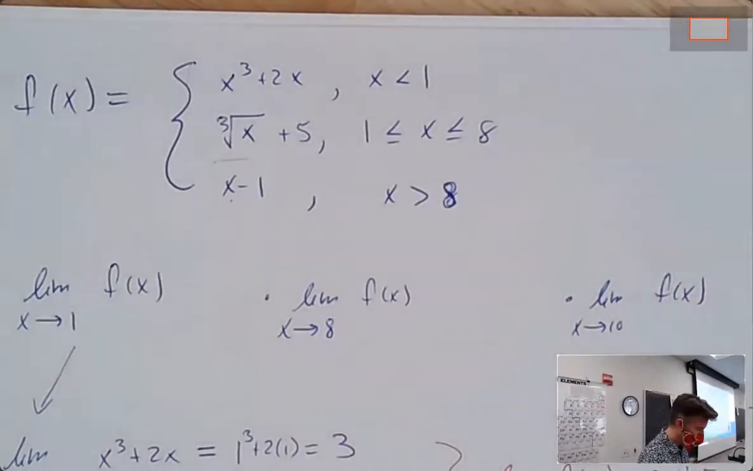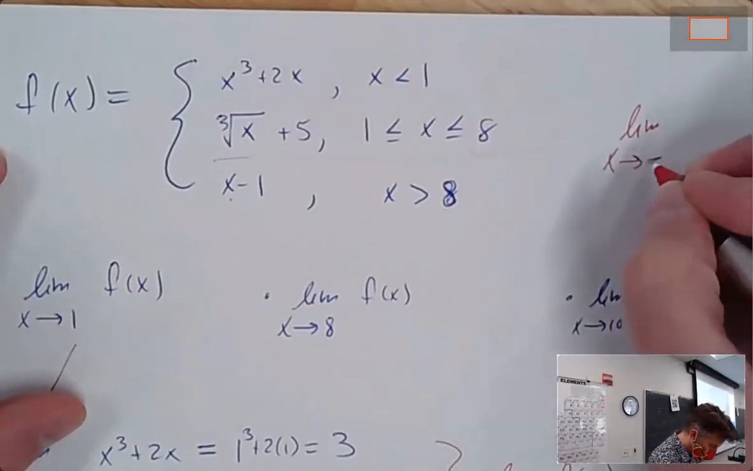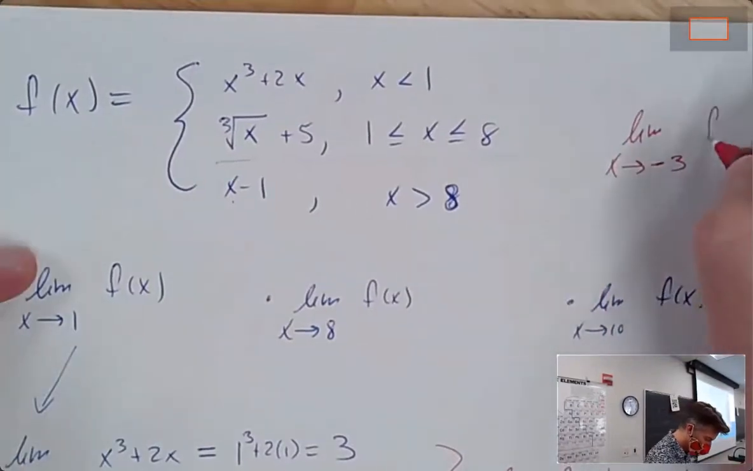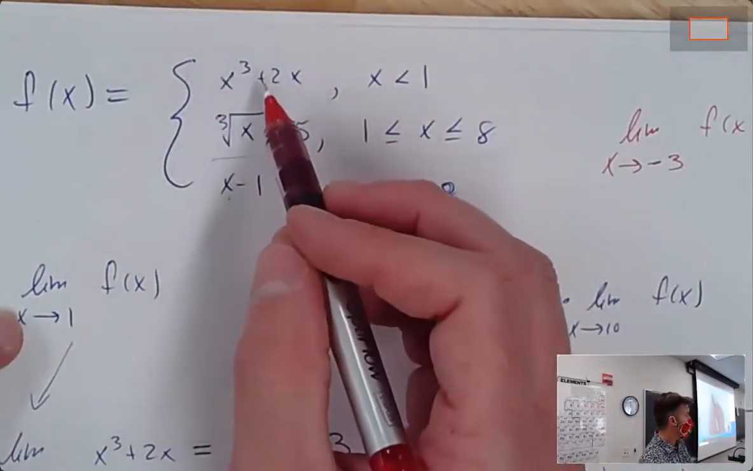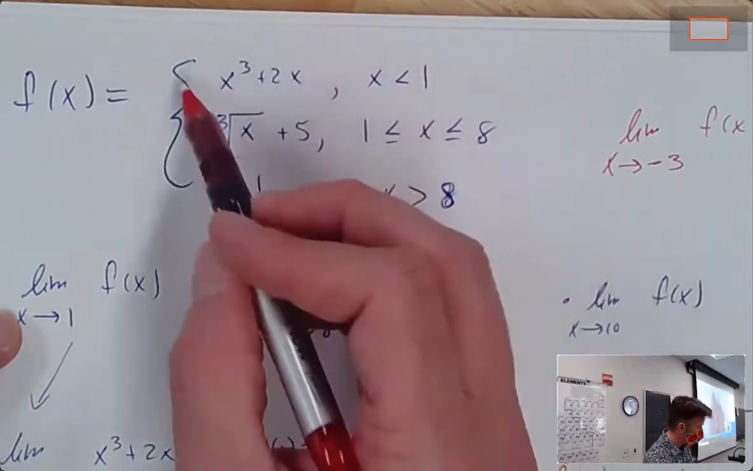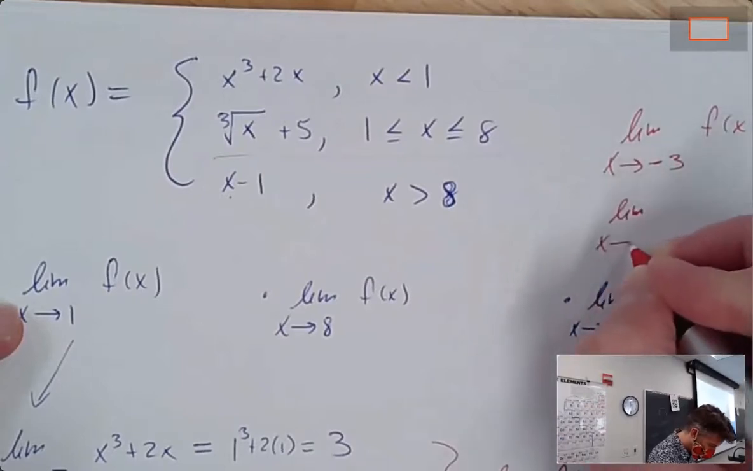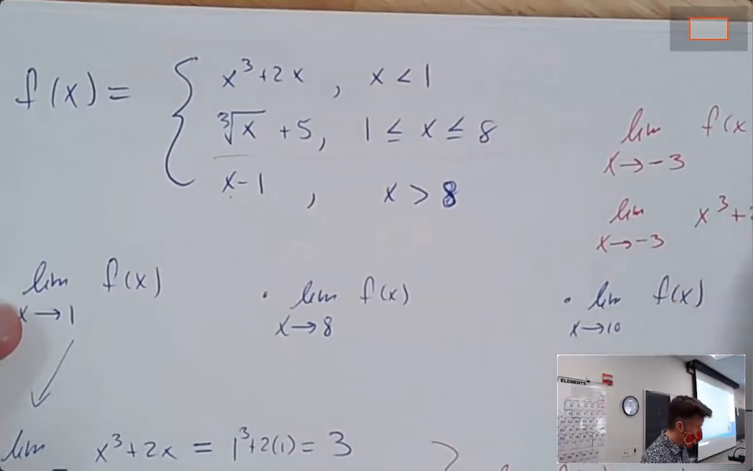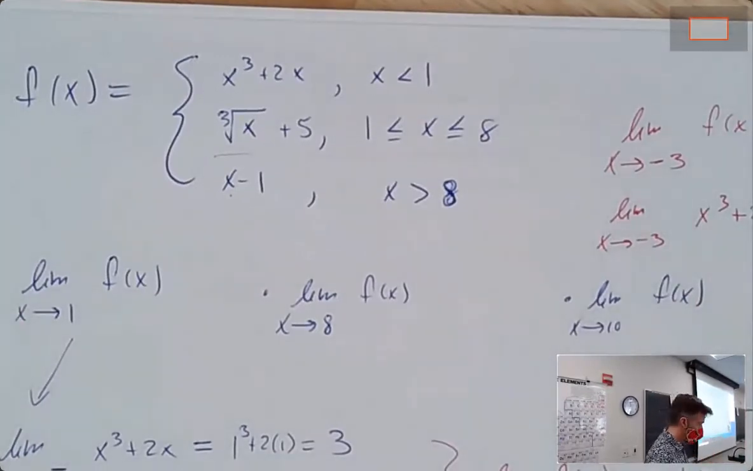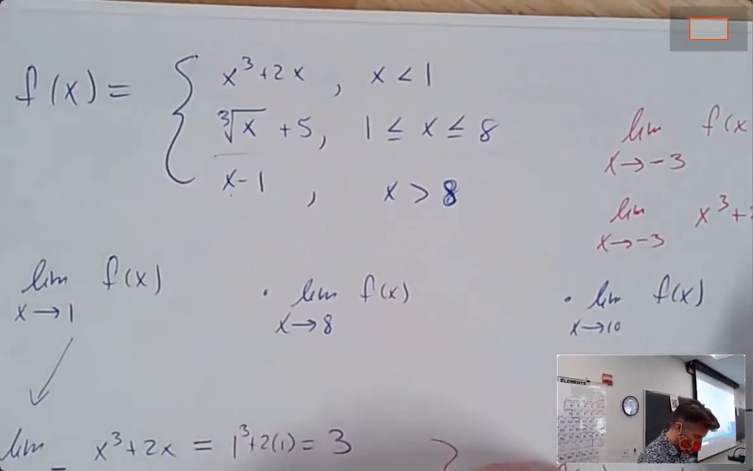So another easy example would be to say, like, what's the limit as x approaches -3 of this function? Well, when x is approaching -3, you're clearly either on the left of -3 or the right of -3, you're using this piece. So you can say, oh, that's no problem. It's the limit as x approaches -3 of x cubed plus 2x. And then you just get to plug in -3 for x and get -3 cubed plus 2 times -3, which is -27 minus 6, which is -33.